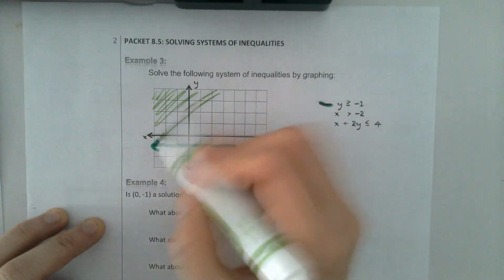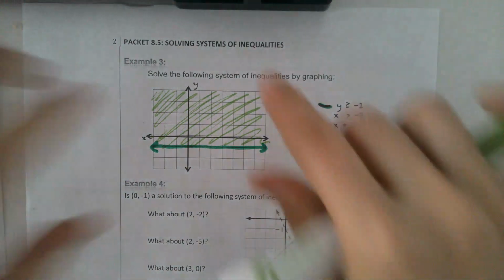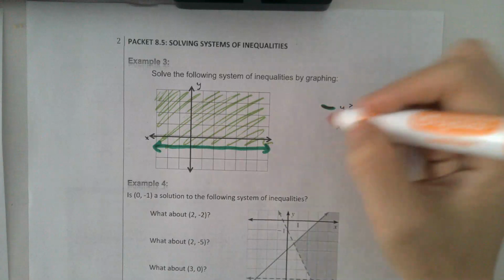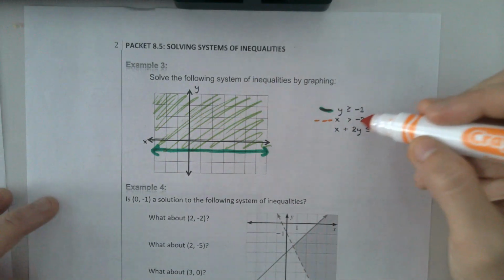Right, so I'm doing the method where I shade as I go instead of doing all the lines. So right now I know that my answer can only be in this portion. And then next I'm going to do the next one. I'm going to make this dotted because there's no equal sign. X is greater than -2.